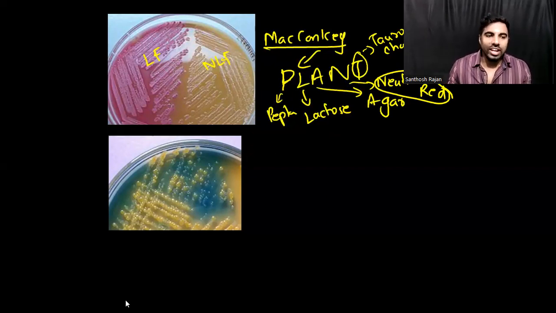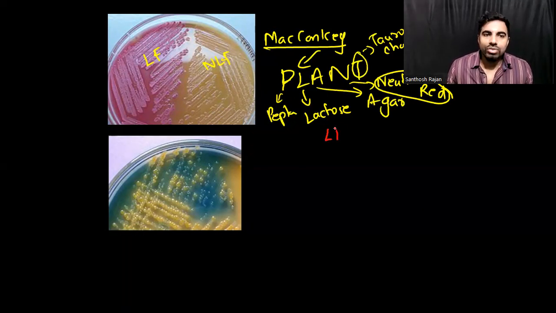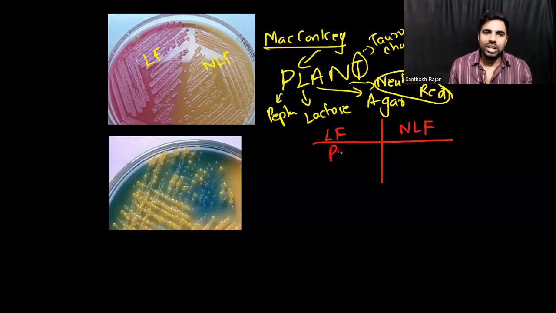So how will you divide it? You will classify it into two types: either lactose fermenters or non-lactose fermenters (NLF). Lactose fermenters are pink in color.